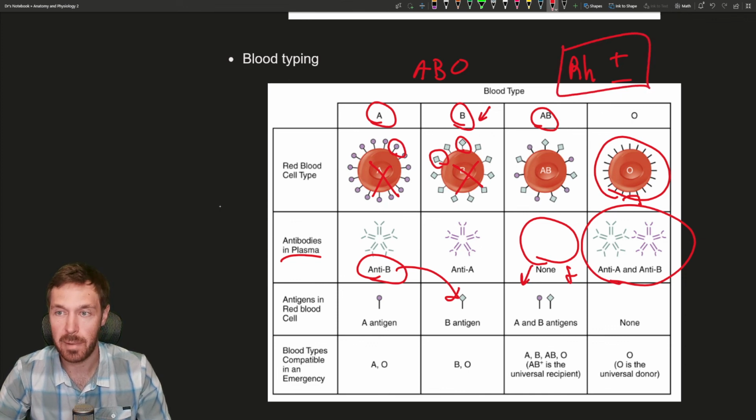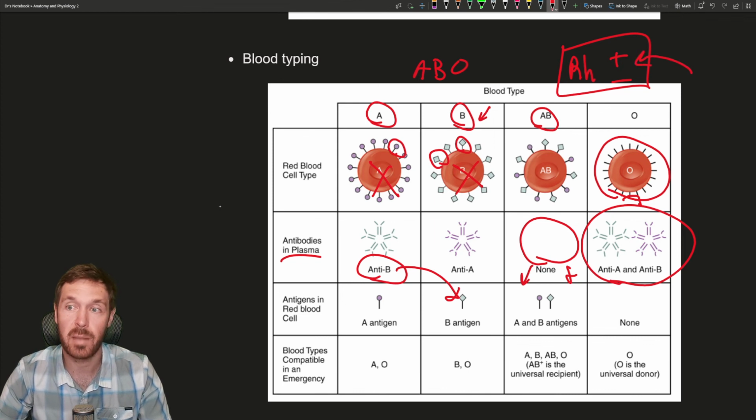Now, we didn't talk about this factor. If you are Rh positive, you cannot give to an Rh negative individual because Rh negative individuals will have antibodies or can develop antibodies against that Rh positive antigen, which would be another thing sticking off the cell.